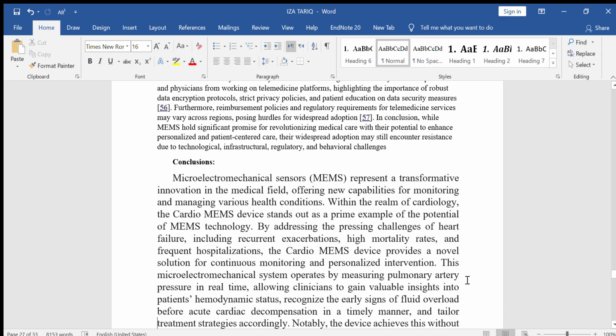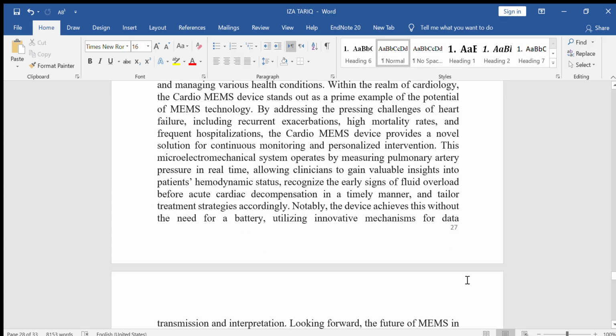Now at the end, we discuss conclusions. Microelectromechanical sensors represent a transformative invention in the medical field. Conclusion. Basically, the summary of the whole paper is how microelectromechanical sensors can change the medical field. They are widely used in healthcare, in cardiology, in diagnostics, and in cardiology sensors.